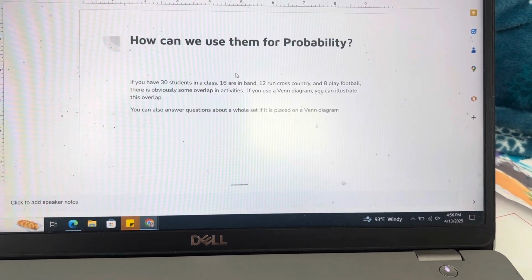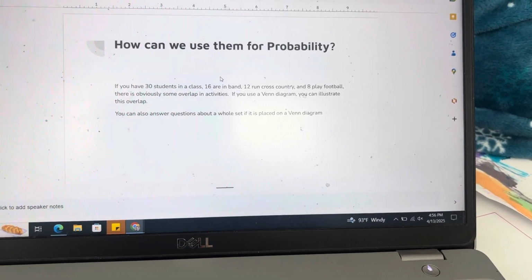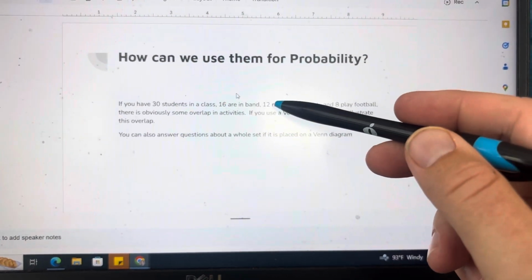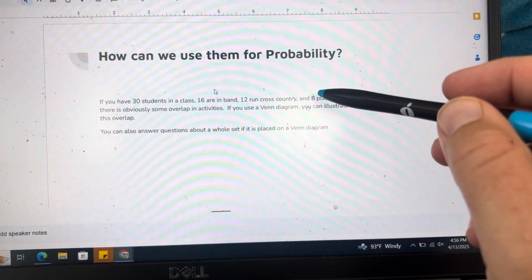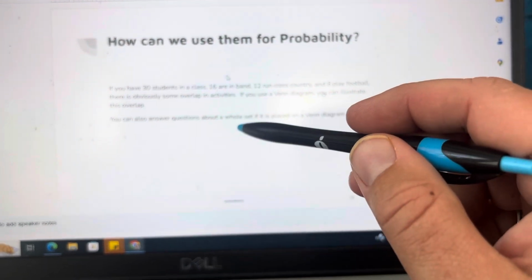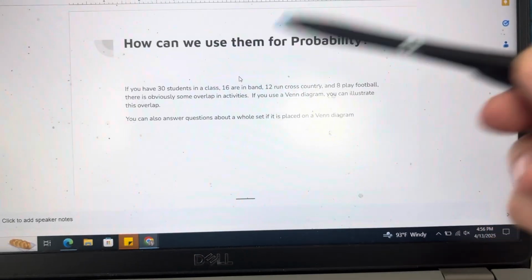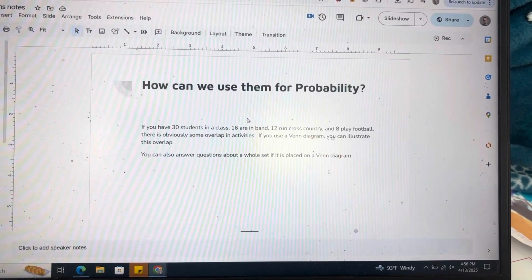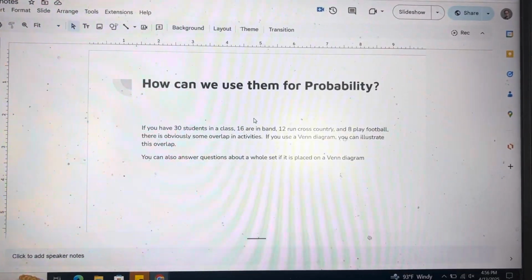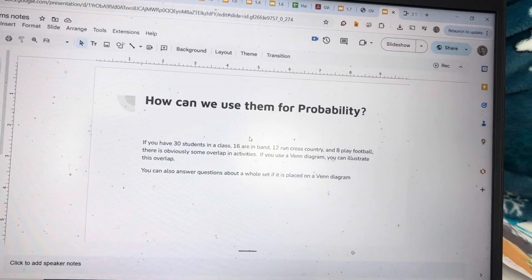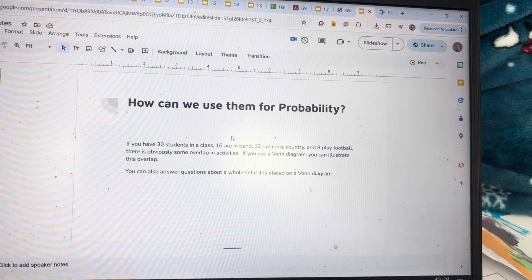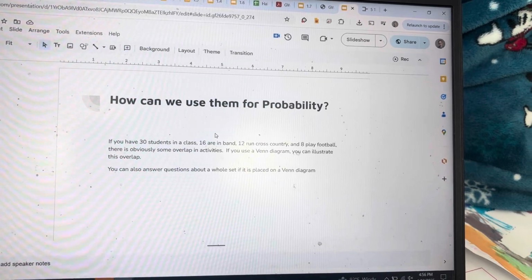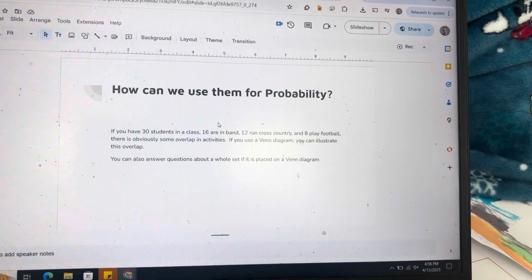So how can we use them for probability? If you have 30 students in band, 12 that run cross country and 8 play football, well, 16 plus 12 is 28 plus 8 is 36. So there's too many people for 30 students in the class. There's got to be some overlap in activities. So if you use a Venn diagram, you can illustrate that. And then when you calculate probability, you can say, okay, out of everyone that plays football, how many of them also are in band? How many of them also run cross country and all that kind of stuff? So you'll be able to look at it and see what's going on.